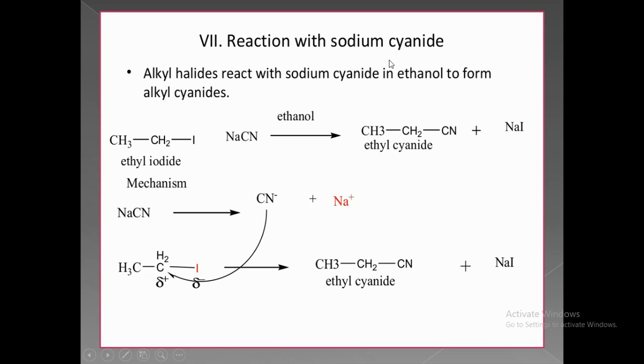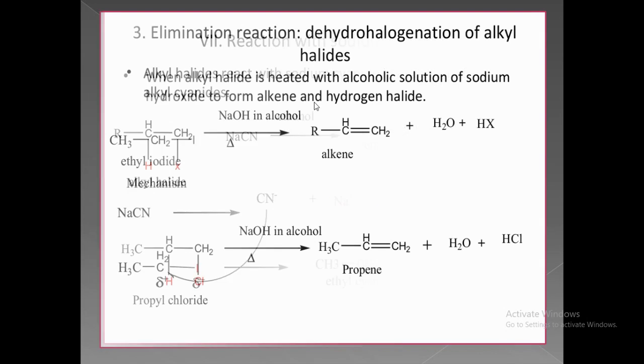Reaction with sodium cyanide. Now in this case again, NaCN, the CN is the negative portion, and the negative portion will be attached over here. The carbon positive center, iodide is removed from here, and that's why NaI will be the side product, with the formation of ethyl cyanide, CH3CH2CN. This reaction also takes place in the presence of ethanol.